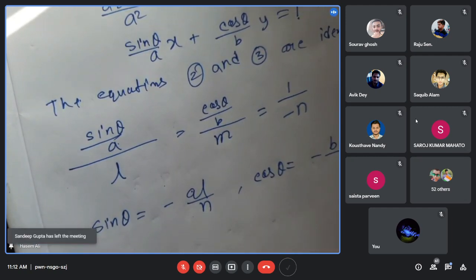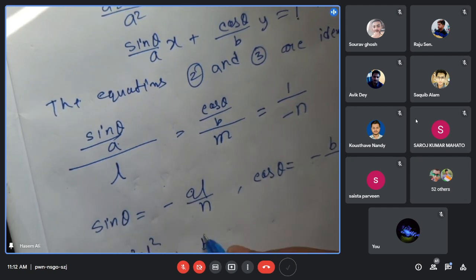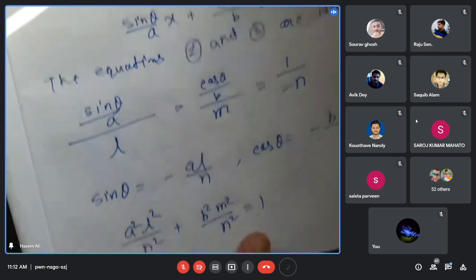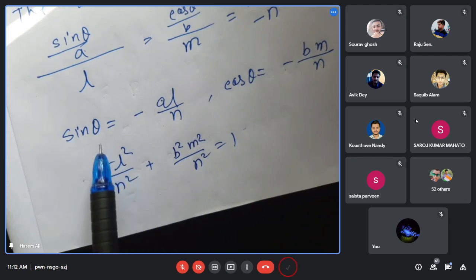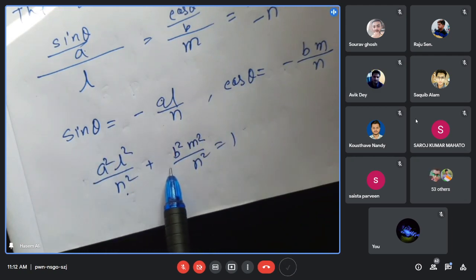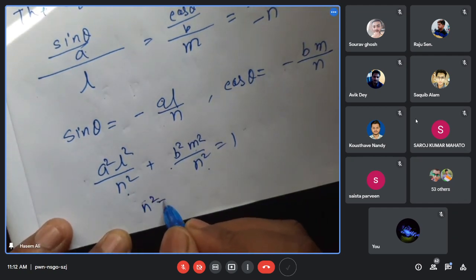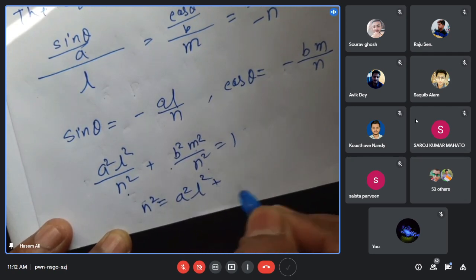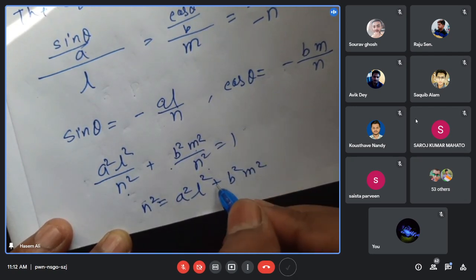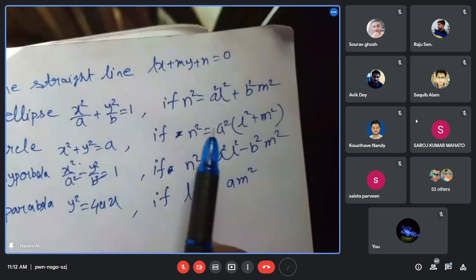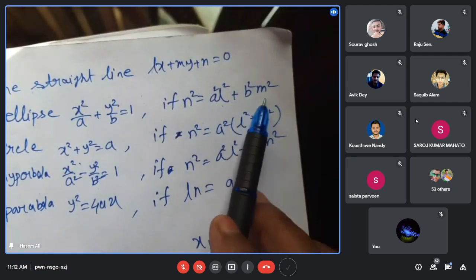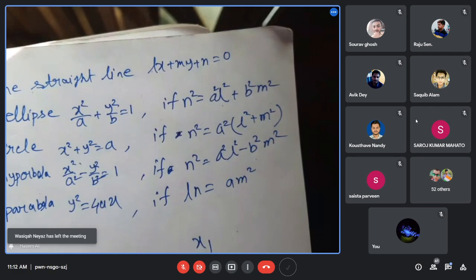So we have a²L²/n² + b²m²/n² = 1, because sin²theta + cos²theta = 1. That means n² = a²L² + b²m². This is the first problem.